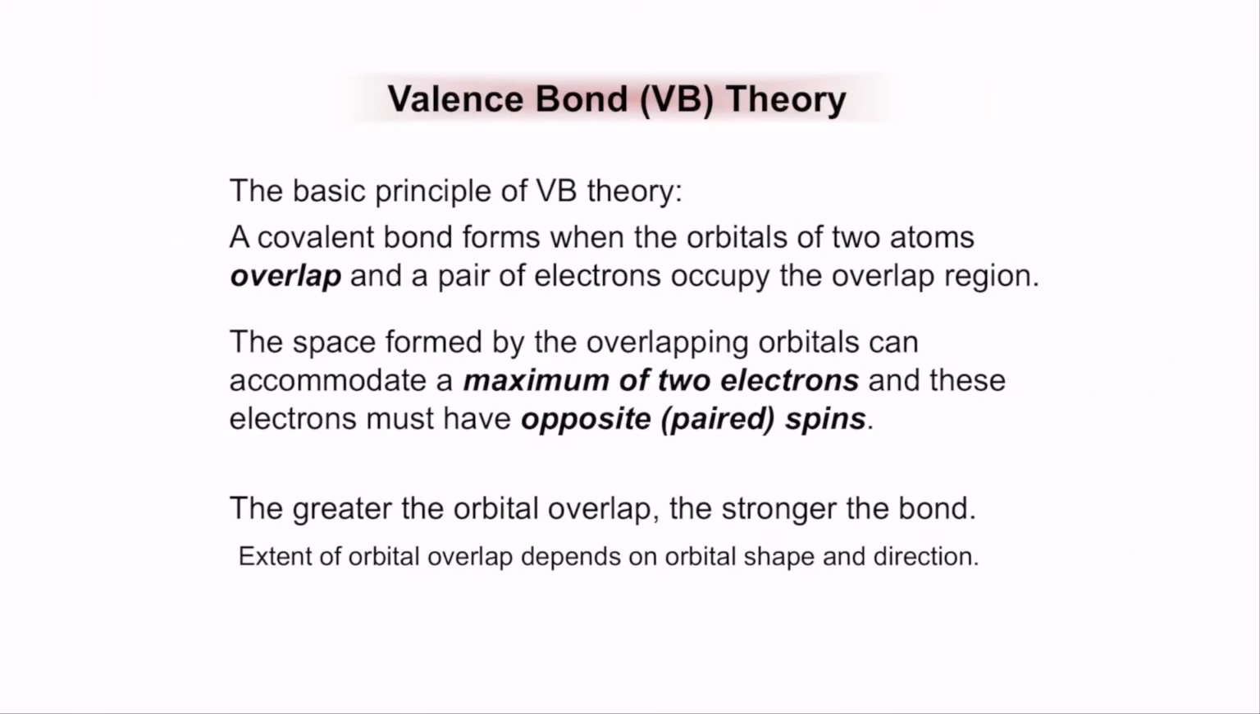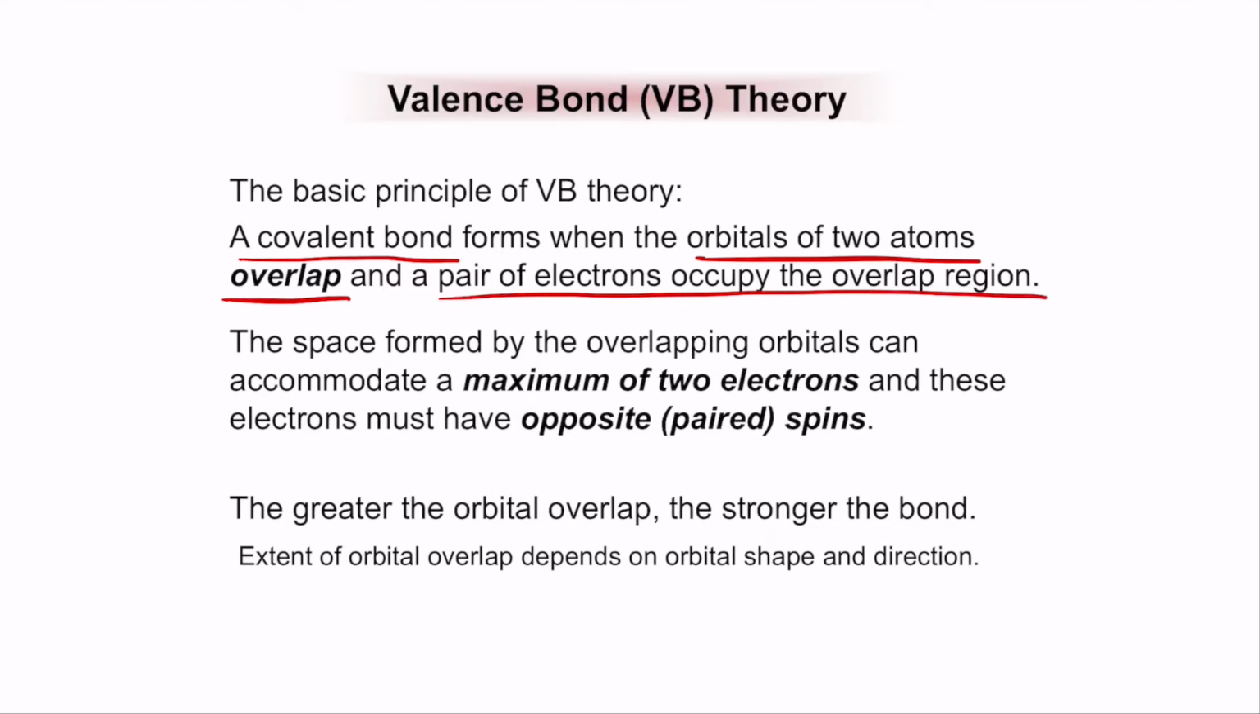What is the basic principle here? The basic principle of valence bond theory basically states that whenever you have a covalent bond formation, the orbitals of the two atoms will overlap and a pair of electrons occupy the overlapping region. So this is the main idea behind the valence bond theory.